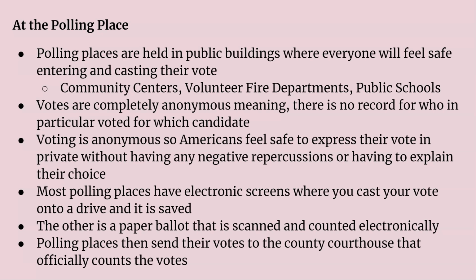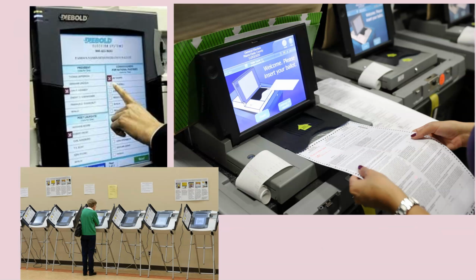Polling places then send their votes to the county courthouse, and then they are officially counted by official polling counters. So this is what it kind of looks like if you go to the screen, you just touch the screen and submit it. And this is the one where you fill it out, and then you scan it through this machine and it counts your votes.